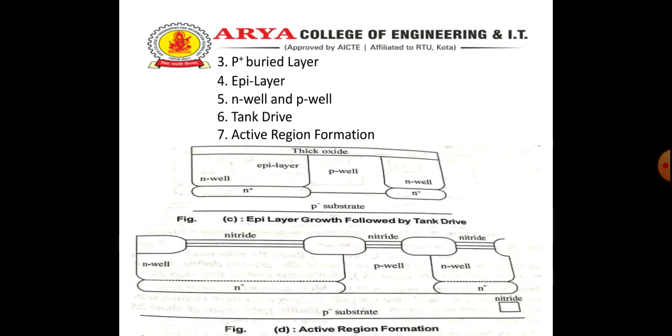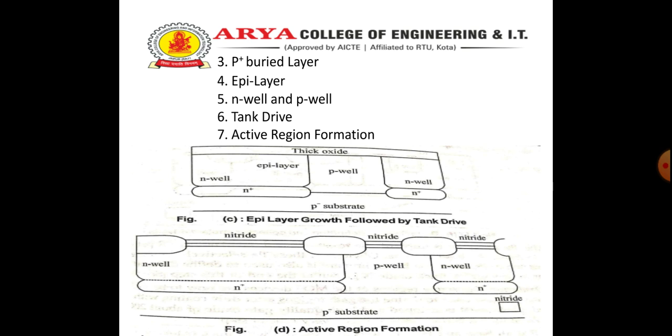Now, third point, P plus buried layer. A similar process sequence as for twin tub definitions is followed to define the P plus buried layer. Now, epi layer. Next, a 1.5 micrometer epitaxial layer is grown.